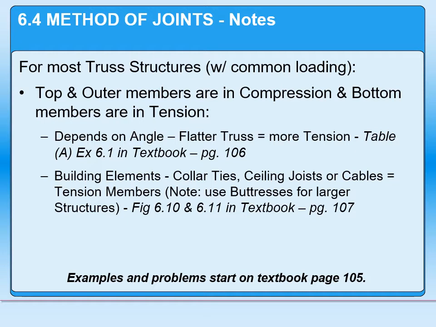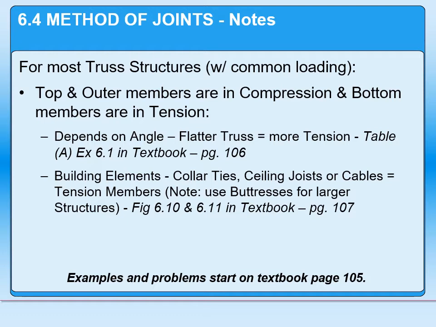Now, obviously, they're not always going to be exactly the same, and the shape of the bridge is going to affect them. In fact, if you take a look in your textbook on page 106, Table A, which is example 6.1, you can see an example of different types of roof trusses. And the flatter the roof truss, in terms of the angle, the lower the roof truss is, the more tension you're going to have on it, right? So flat trusses have to be stronger than taller trusses.